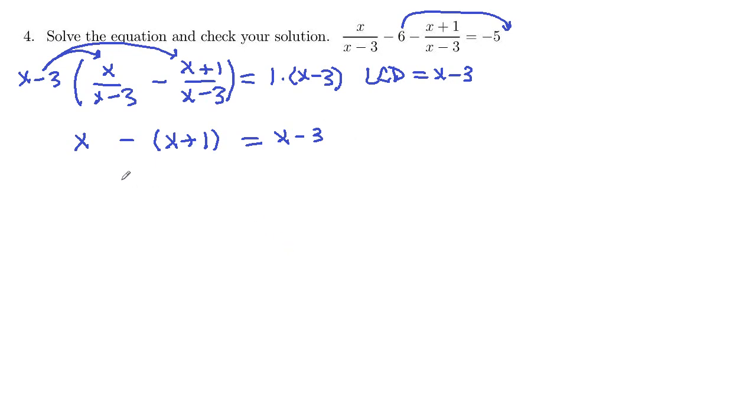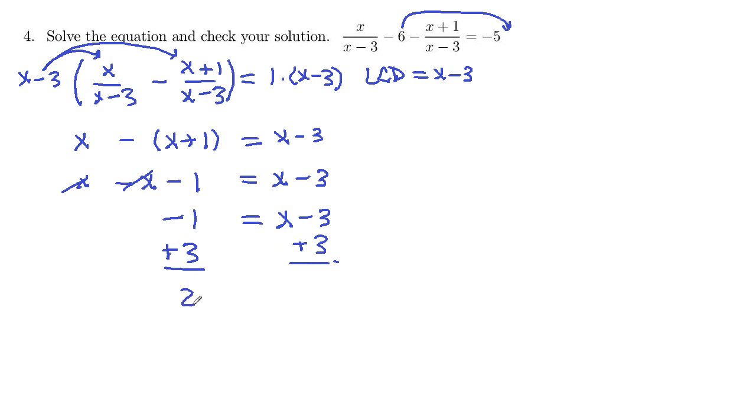So now let's go ahead and multiply things out here. So let's distribute the negative 1 in there. So this will be x minus x, and then negative times 1, minus 1, equals x minus 3. X minus x is 0, so those will cancel out. We get negative 1 equals x minus 3. And now we want to add 3 on both sides. Get that x all by itself. So 2 on the left equals x. So x equals 2.